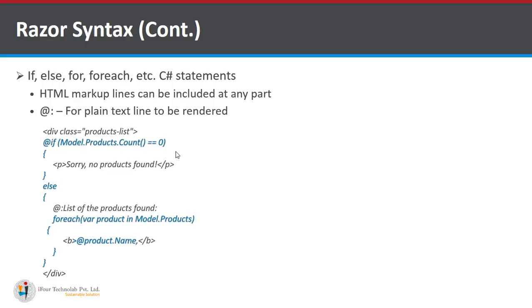Here you can see another example inside an HTML div. What I want is, according to a condition, to print a message. So what I will do is append @ and my condition: if Model.Products.Count equals 0, then it will go inside and print a paragraph tag that says sorry, no products found. But if it has a count, then it will do the else part, and in the else part, a list of products found. So @foreach var product in Model.Products, the product name will be printed in bold.